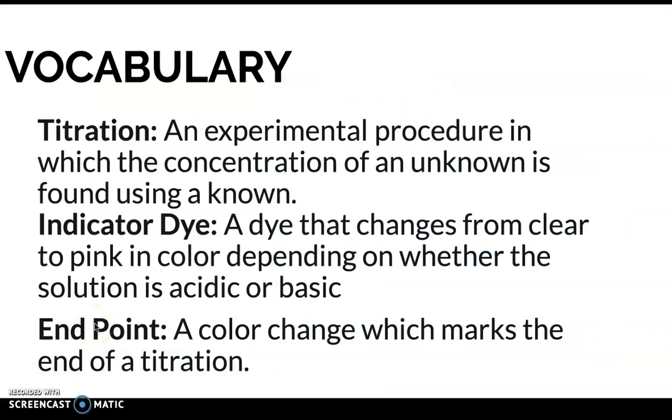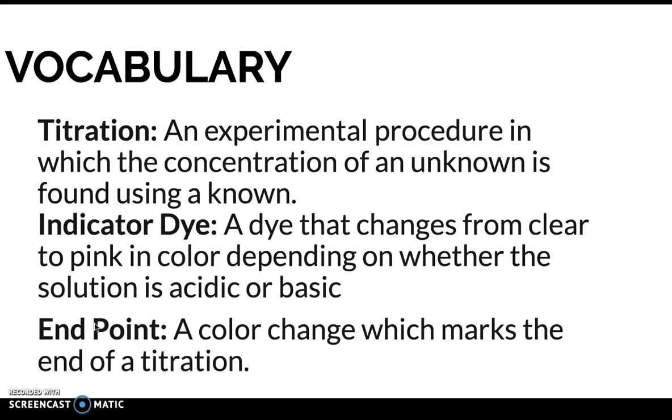A few vocabulary words that I would like you to review in order to become an exemplar with this topic: titration, which is an experimental procedure in which the concentration of an unknown is found using a known. Indicator dye is a dye that changes from clear to pink in color depending on whether the solution is acidic or basic. Remember, in our example, when our solution is clear, that means it's acidic, and we're going to add our indicator dye to that acidic solution.